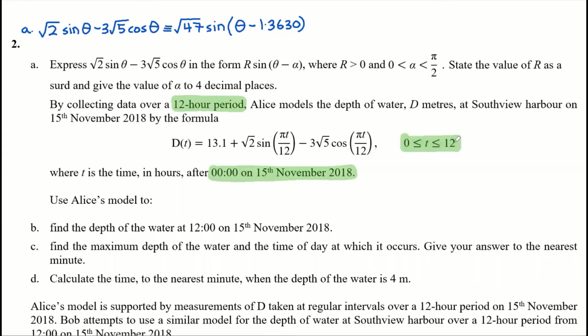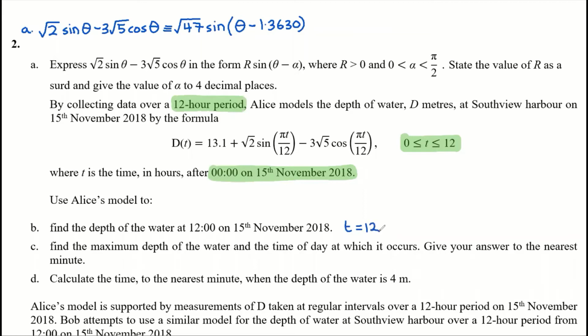We're calling the depth of the water d in meters, and it's a function of time. So what can we do with this? Well, we're asked in part B to find the depth of the water at 12 noon on the 15th of November. Straight away, at 12 noon, this is the final reading perhaps of Alice's model, so it's when t is 12. We can just make a note of that for part B.